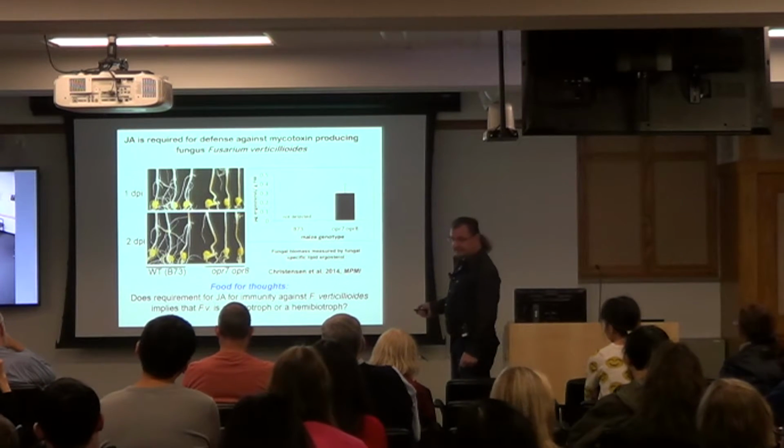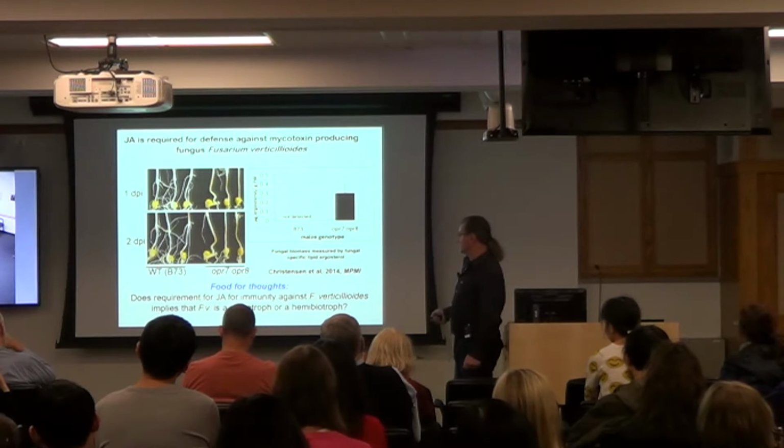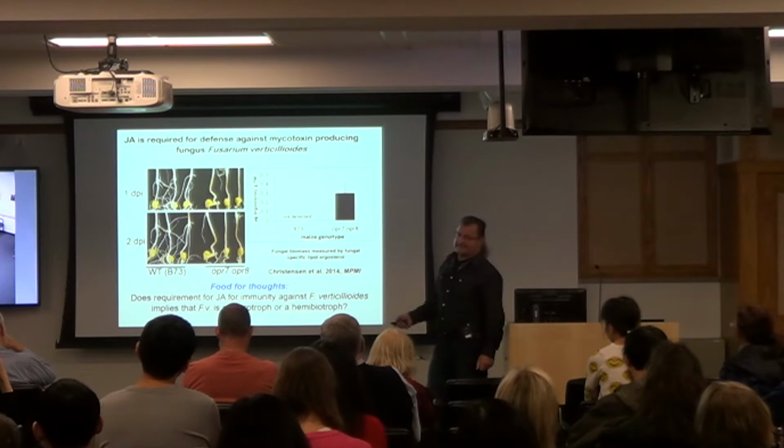So it suggests, because of the requirement of JA for defense against this pathogen, that Fusarium verticillioides is likely to be either a necrotroph or at least a hemibiotroph.